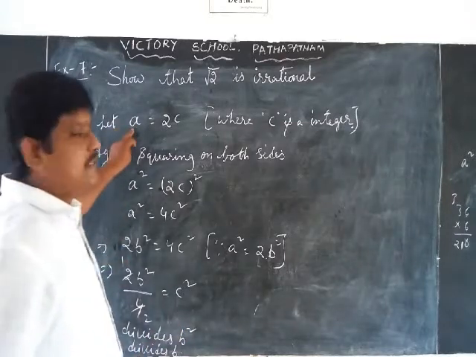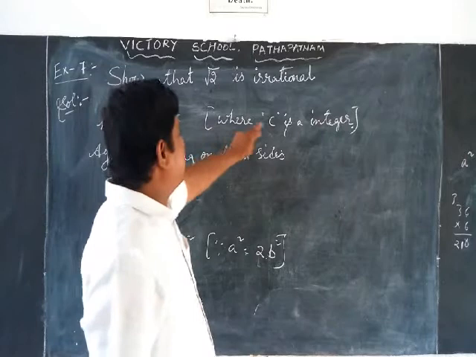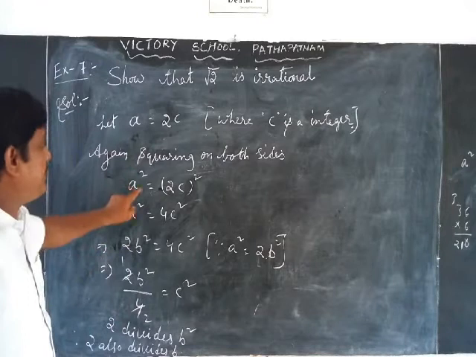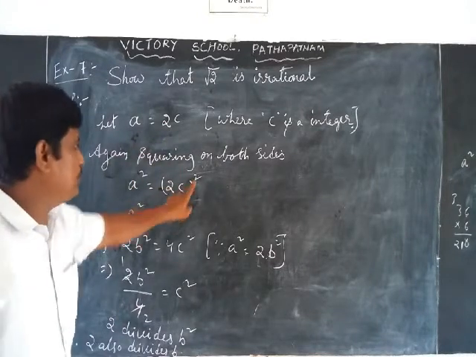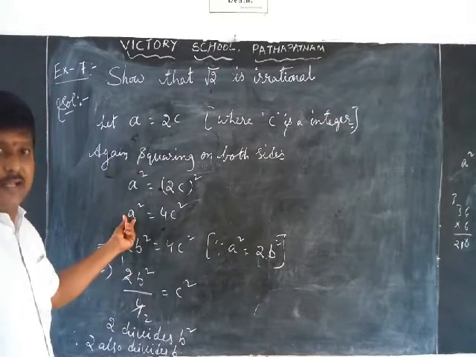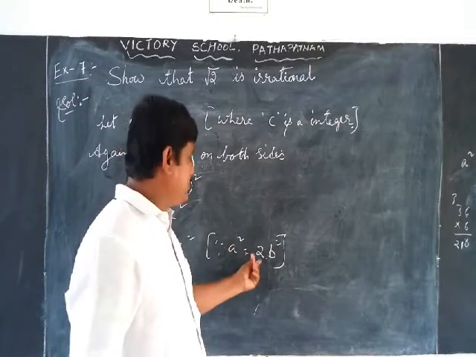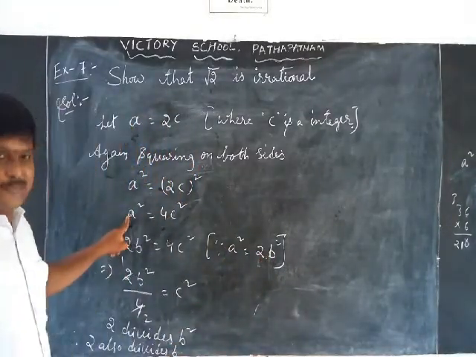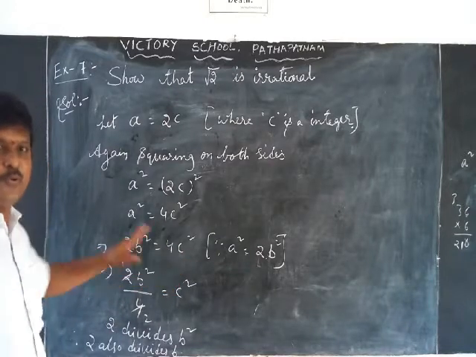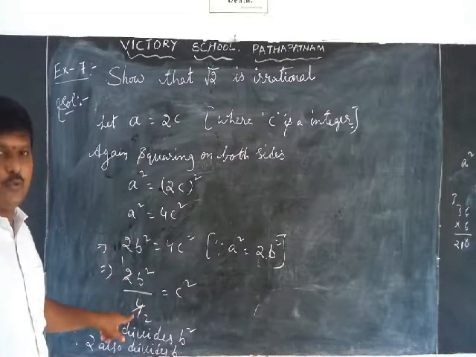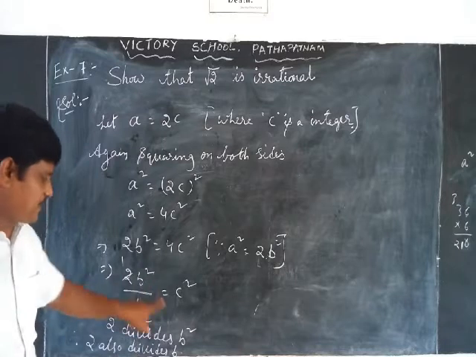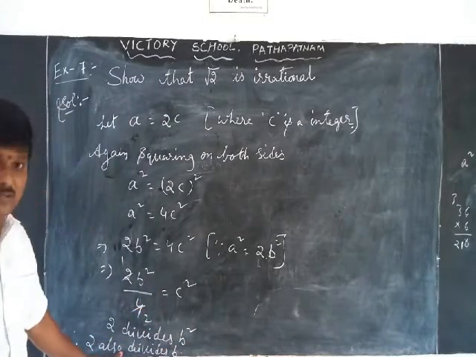Once again, let a equal 2c, where c is an integer. Again squaring on both sides. A square equals 2c whole square. 2 twos are 4, c square. Already we know a square equals 2b square. So substituting, 2b square equals 4c square. Here 4 is multiplied, so it goes to the left-hand side divided. 2 ones are 2, 2 twos are 4. B square by 2. Here 2 divides b square. At the same time 2 also divides b.